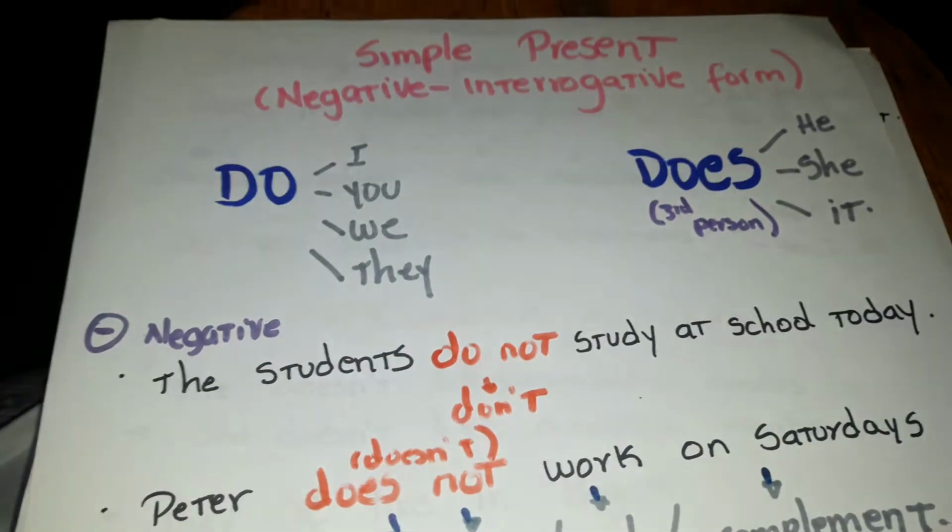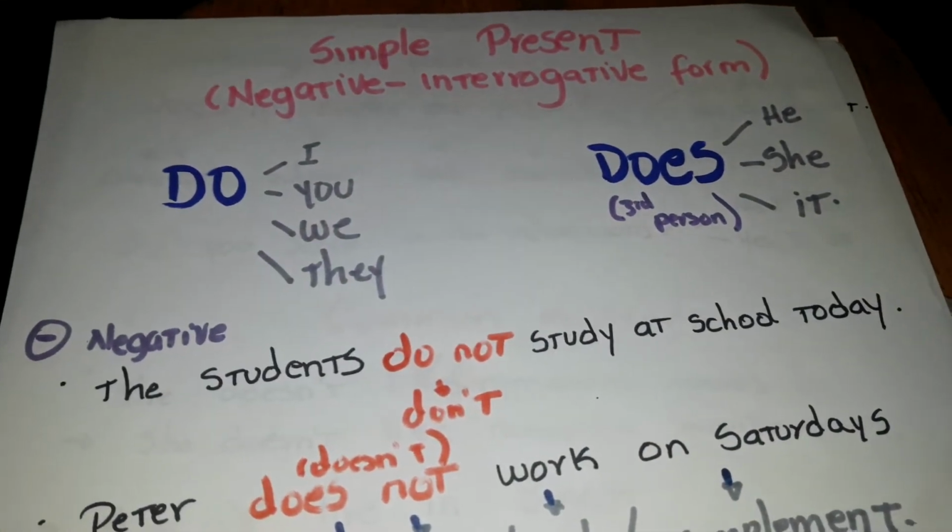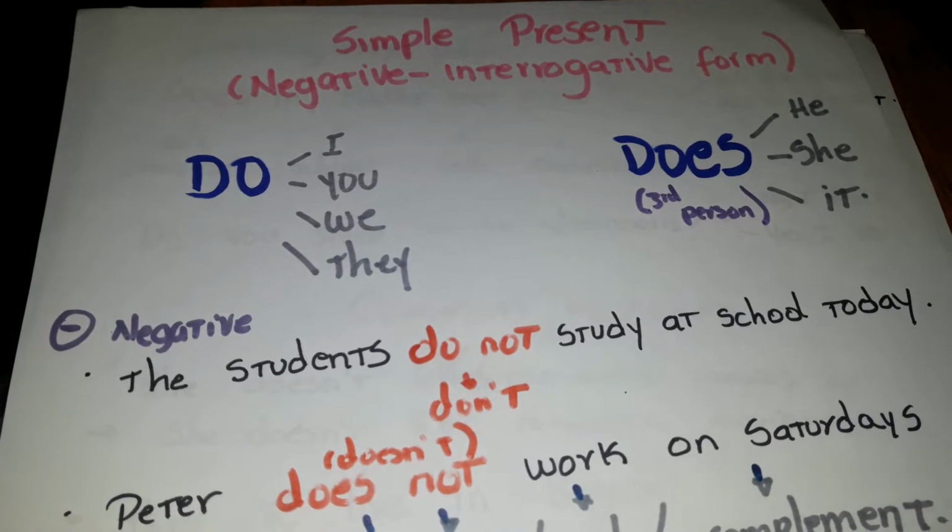Okay, my dear student, our topic for today is the simple present in interrogative and negative form. Remember that in the previous class we worked with this tense in affirmative form. Our topic for today is negative and interrogative form. This is the auxiliary in this tense. We have two auxiliaries, do and does.